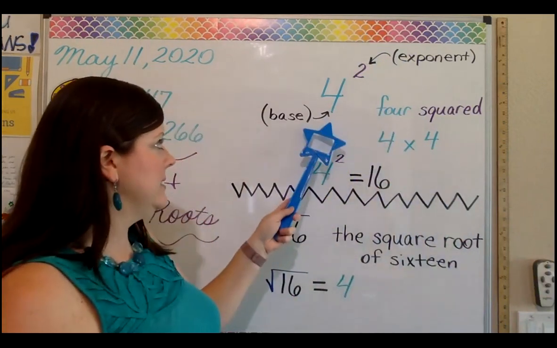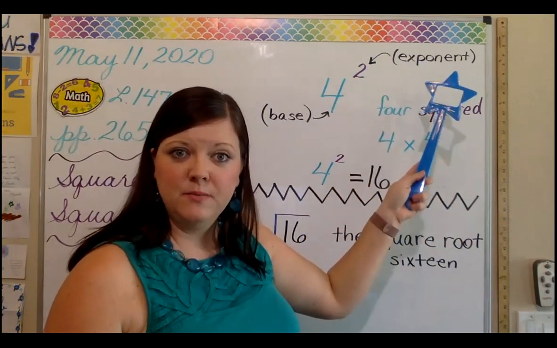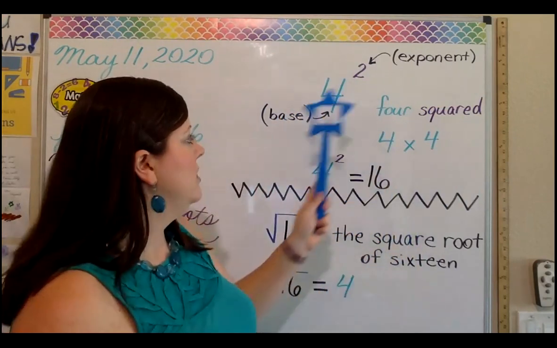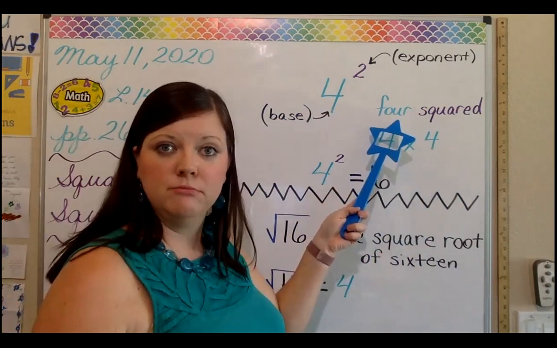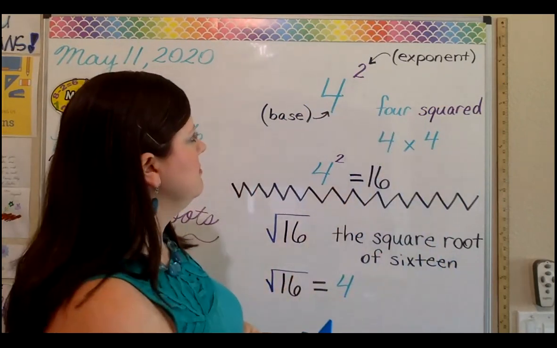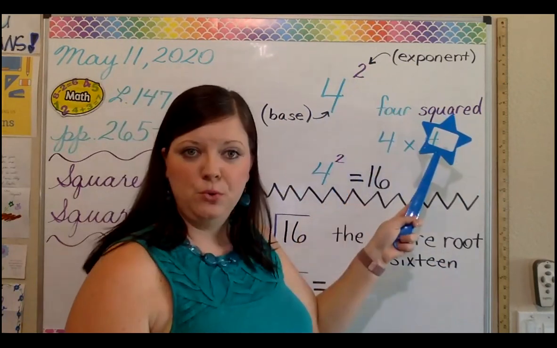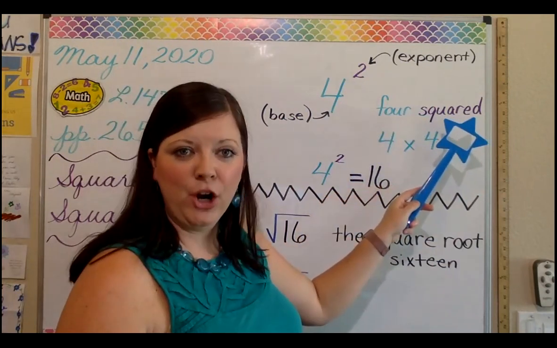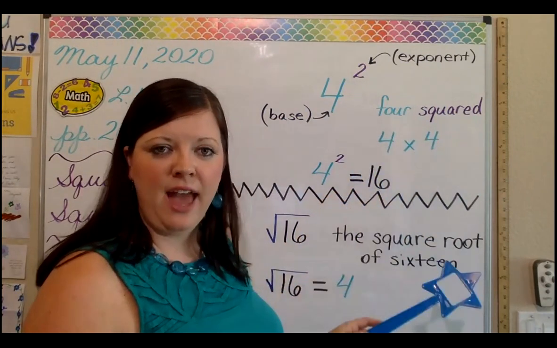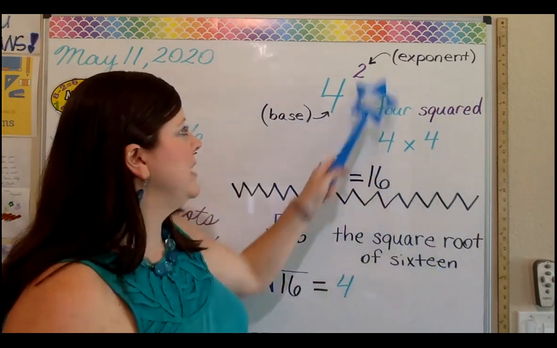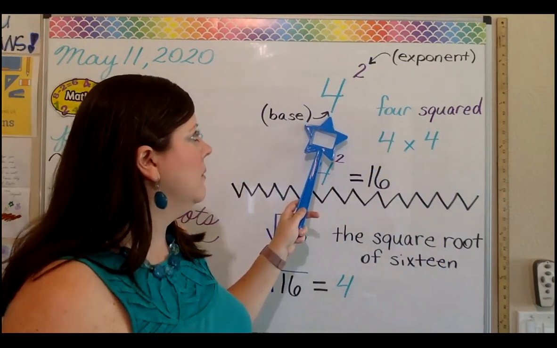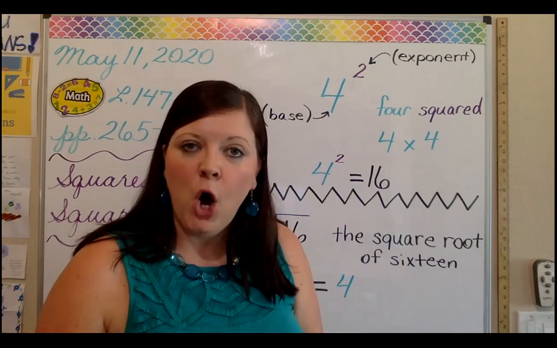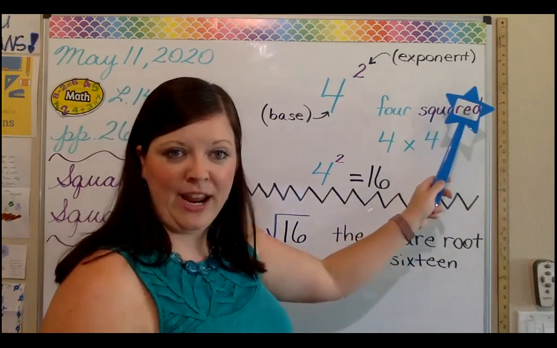Now, 4 is the base. 2 is called the exponent. Now let me tell you how you would read the 4 and the 2. The base is easy to read. We just say 4, say that. Nicely done. But we don't say 4 2s. Instead, we say 4 squared. 4 squared, say that. Let's read this. Ready, go. 4 squared. When you have a 2 as an exponent, it is always read as squared.